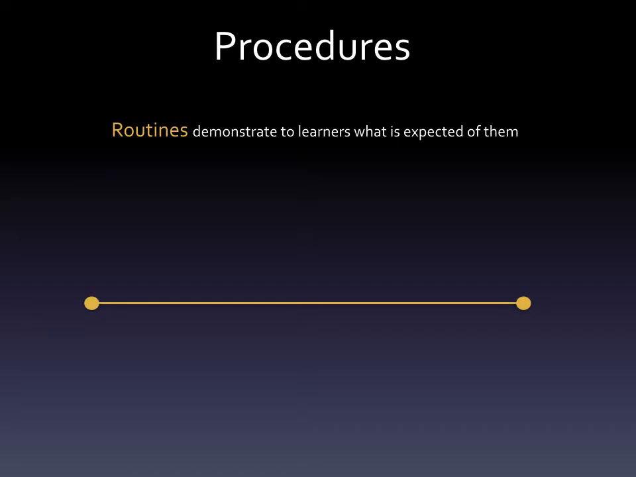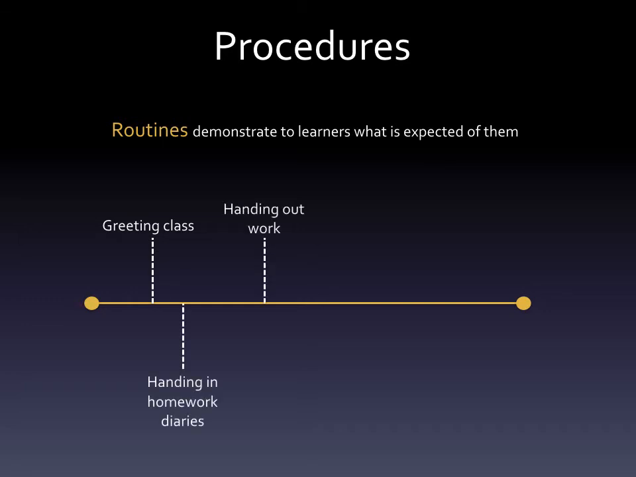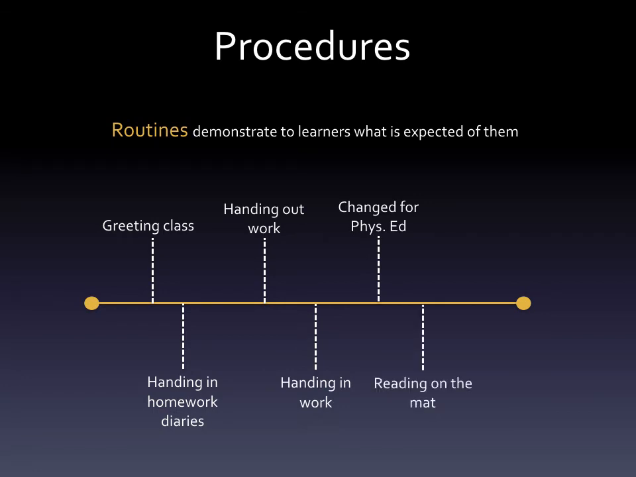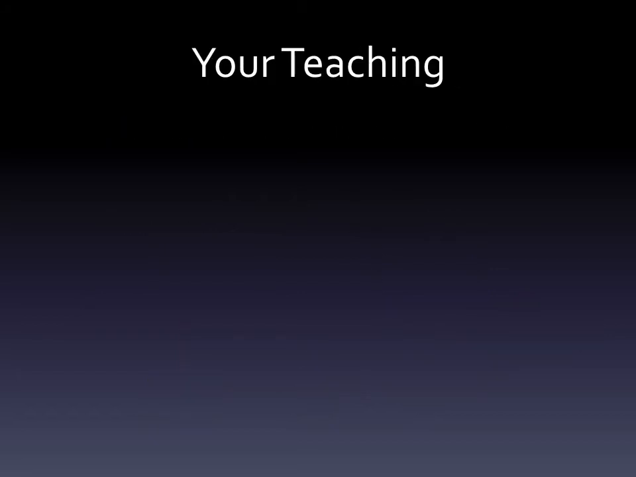So a teacher's day is full of many distractions. And this starts from greeting your class, handing in your homework diaries, handing out work, handing the books in, getting changed for phys ed, doing reading on the mat, or working in groups. And this is all done before first break. When learners do know exactly what is expected of them, less chaos erupts. The more consistent and clearly visible your daily routines are, the more safely and smoothly and cooperatively your classroom will run. The next crucial element to look at is your teaching.